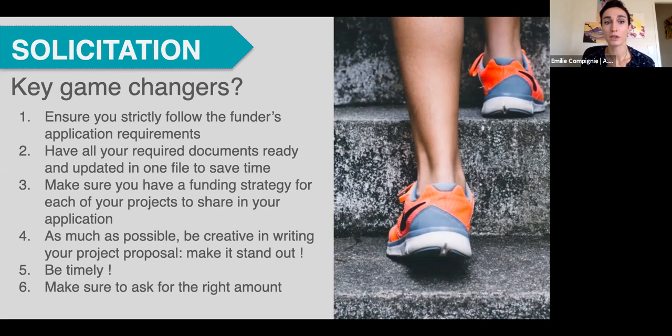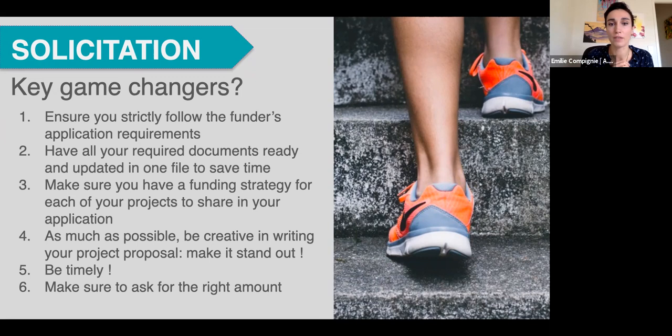Have all your required documents ready and updated in one file to save time. That way you do not forget to send all the annexes and required documents that they request. It's easier to have everything in one file. So your constitution, your audited annual report, audited financials, basically everything that is usually requested, have that and just update it once per year, so that when you're preparing a request, you have all of this. You don't need to look for these documents.